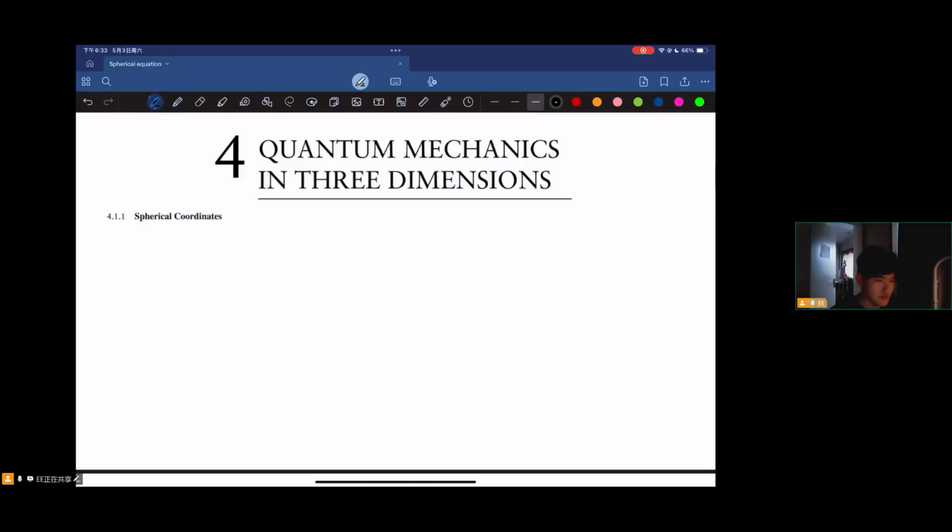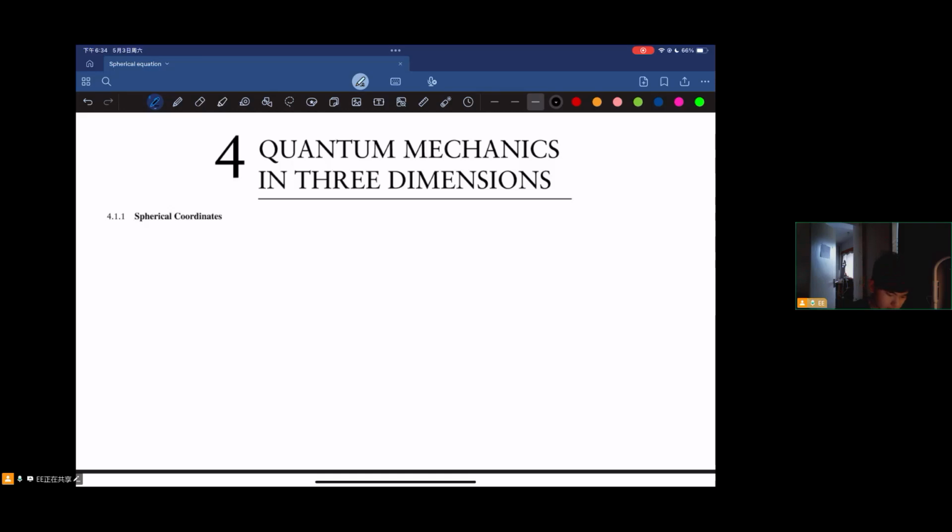Hi everyone. So today we're going to talk about the separation of variables for the spherical Schrodinger's equation in three dimensions. This is the first part of chapter 4, and it's very important because it allows us to compute the wave functions for such things as the hydrogen atom. Okay, let's get started.